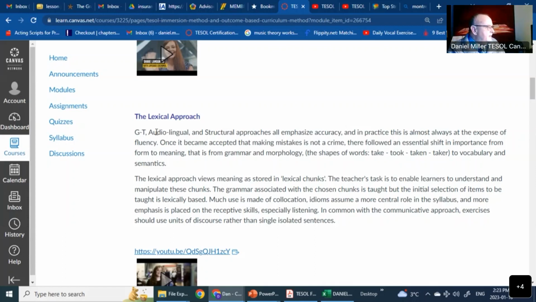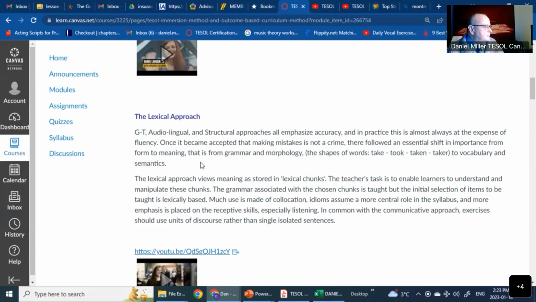So these previous methodologies were all emphasizing accuracy, and almost always at the expense of fluency. Once it became accepted that making a mistake is not a crime, there followed an essential shift in importance from form to meaning, that is, from grammar to morphology, the shape of the words, take, took, taken, taker, to vocabulary and semantics. So communication became more important than the perfection of the grammar.